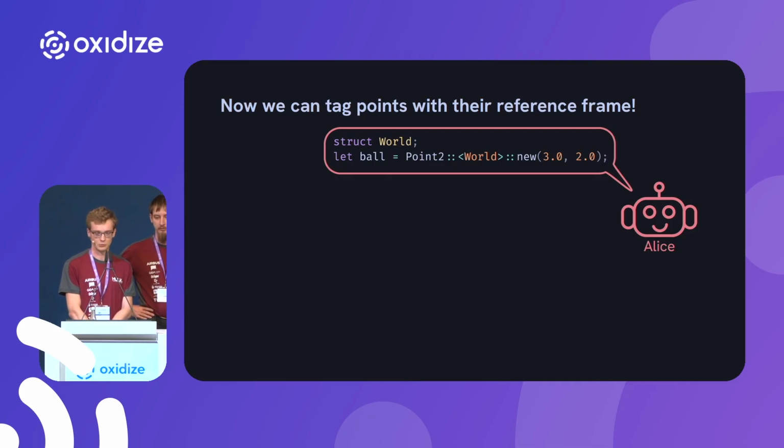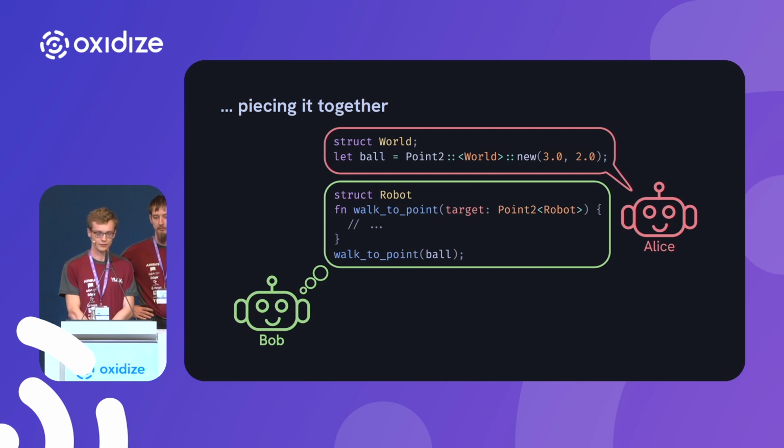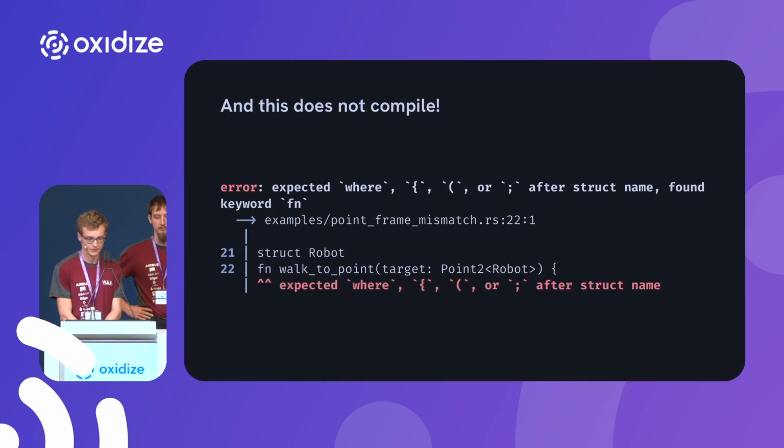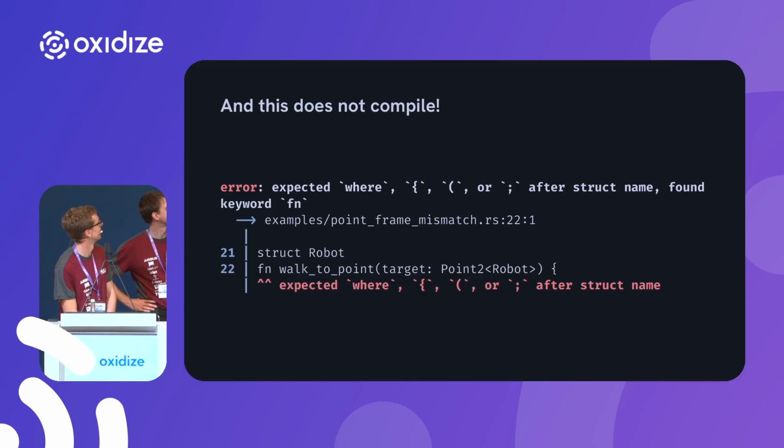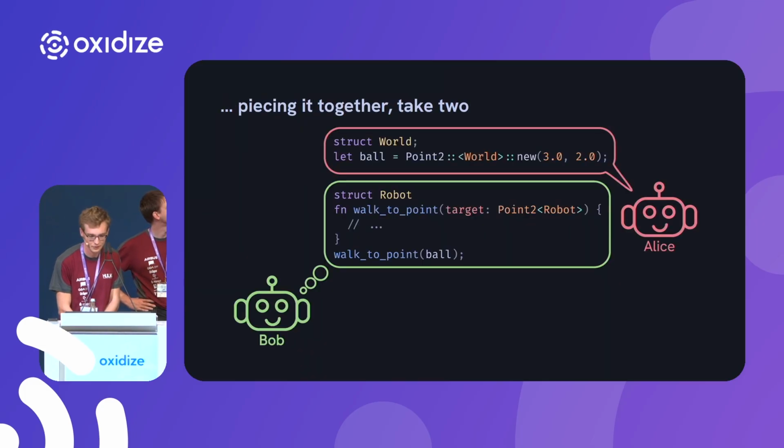Now we send this ball off to Bob, and Bob has a walk-to-point function. When writing this function, we can specify in the function signature that we expect a point that is relative to the current robot position. Because as we saw before, when we told Bob to go to point 3,2, that was relative to the robot. Now, this wouldn't compile at the moment, and this is why. Oh, hold on. What's going on? Back to the code. I think we forgot a semicolon.